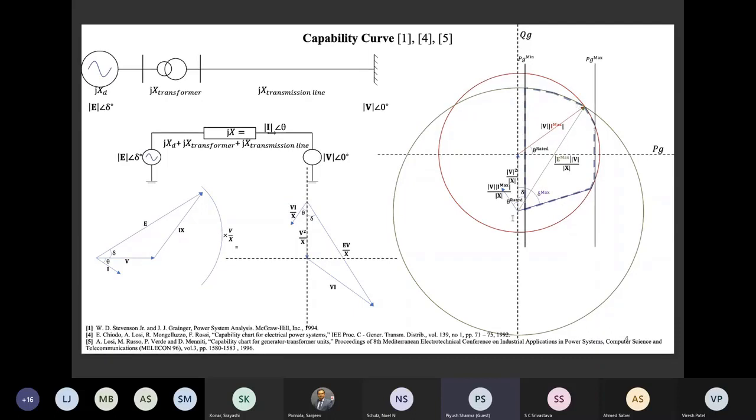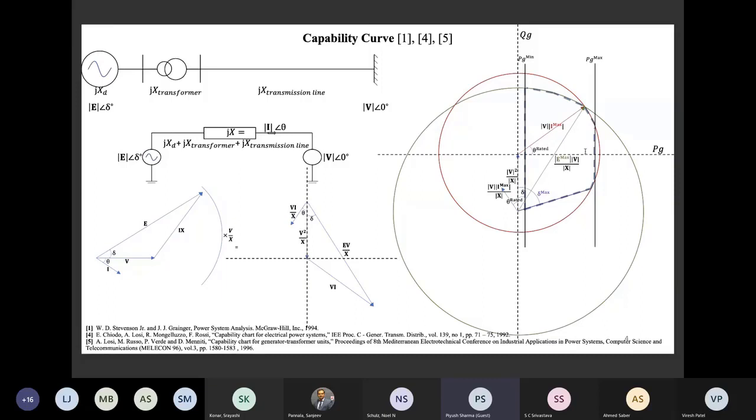Now, if you observe here, for a particular value of E, the internal voltage of the synchronous machine, the air gap voltage. For a particular value of E maximum, for fixed terminal voltage, of course, we get a circle. The loci of this particular point will be the green circle. For different values of E, we will get different circles. So this is how we get the circle diagram. Similarly, for different values of V, terminal voltage, and fixed values of E, we will get different red circles.